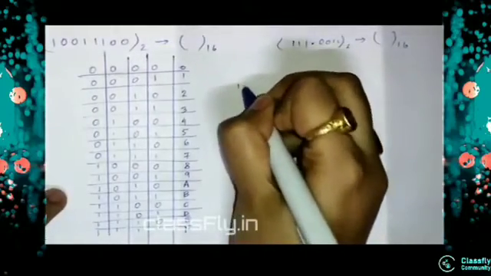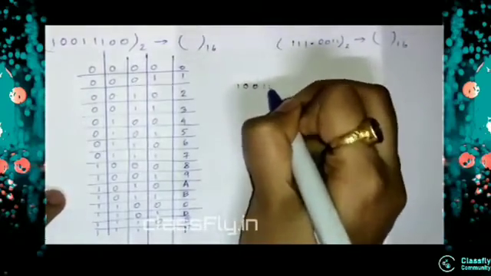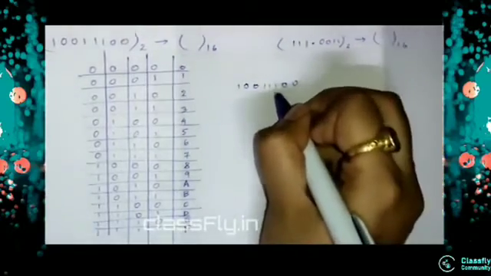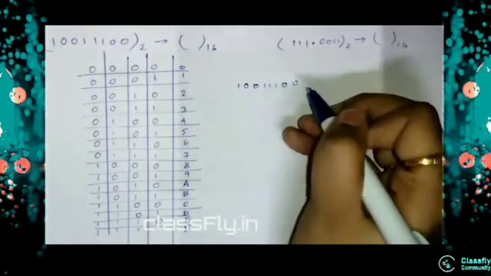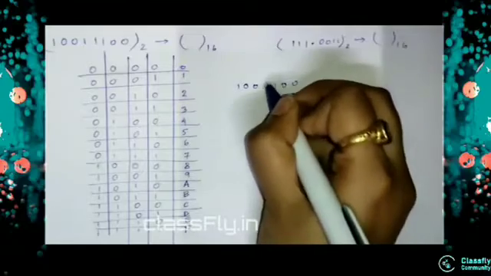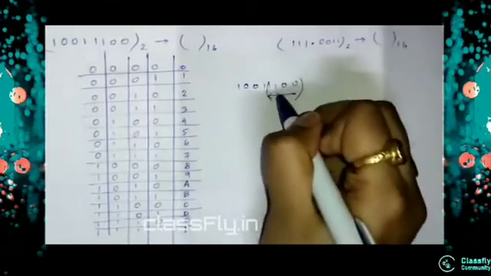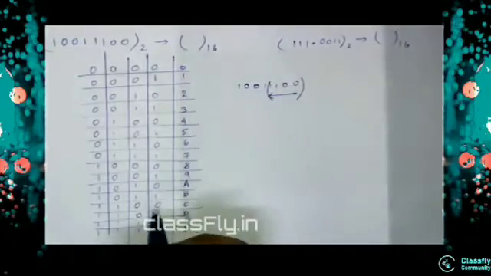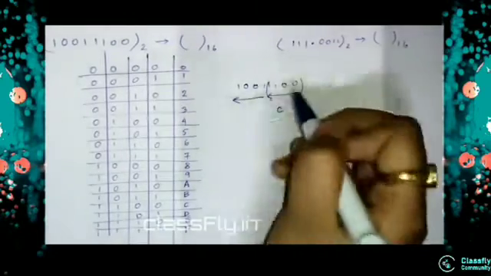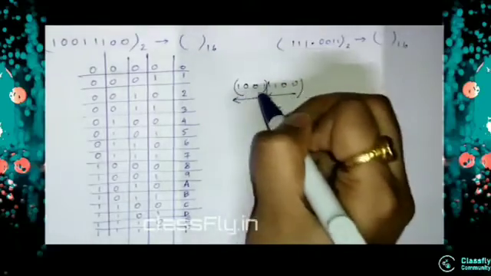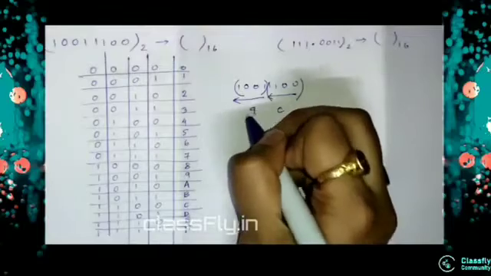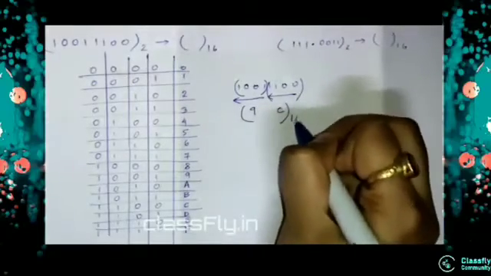The first question is 1 0 0 1 1 1 0 0. As I told, we will take 4 digits and we will move from right to left. This 4-digit group is 1 1 0 0. 1 1 0 0 comes at C. Then again we will move from right to left and take 4 digits, that is 1 0 0 1. 1 0 0 1 comes at 9. So your answer in hexadecimal is 9C.